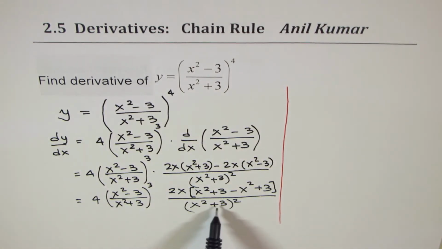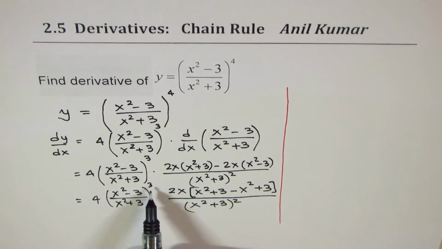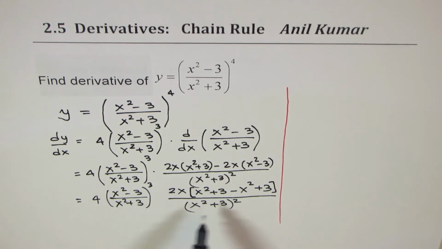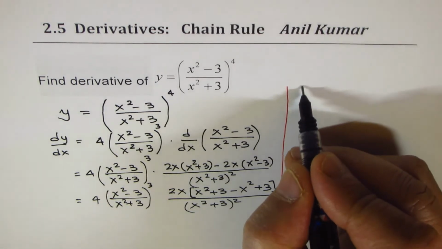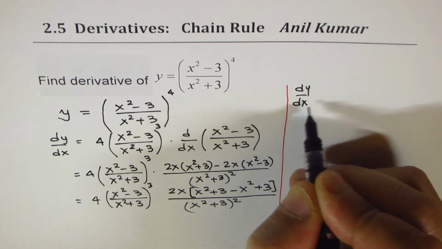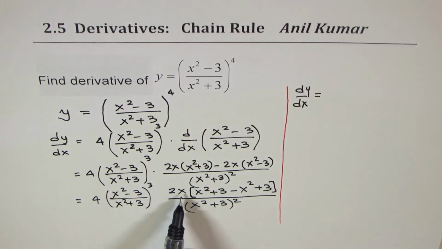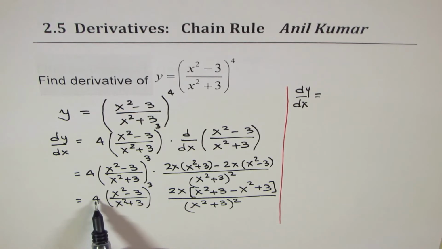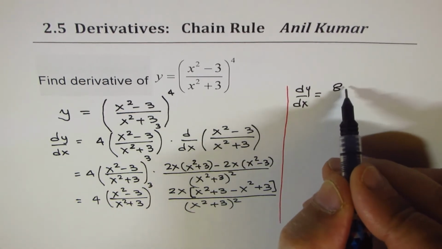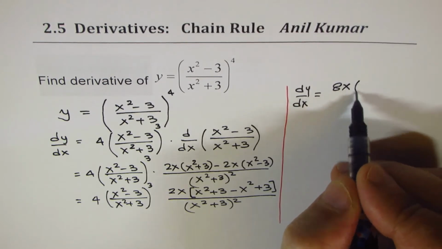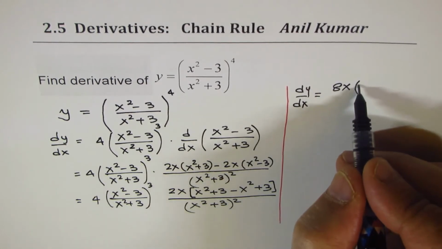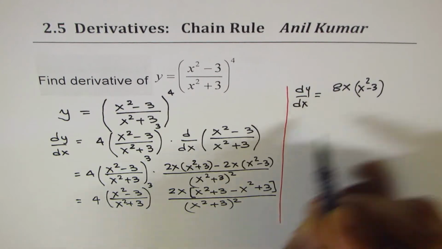You see x square plus 3 in the denominator, power 3 and 2 becomes power 5, correct? So we can write this as dy/dx equal to 2x is common, 2 times 4 becomes 8. So we have 8x times x square minus 3 whole cube.